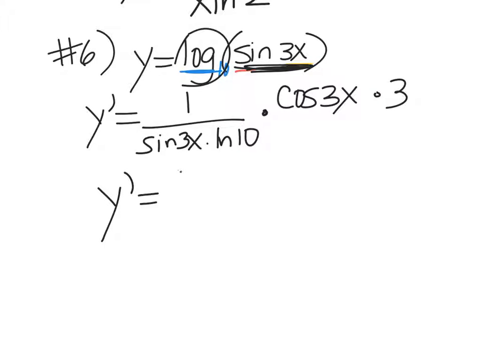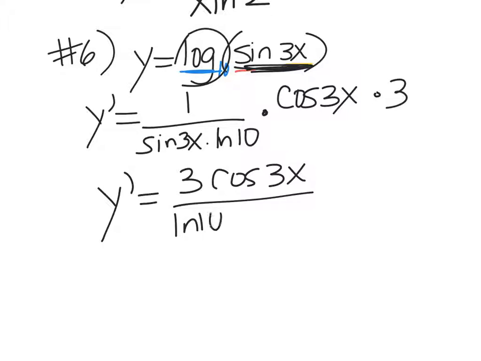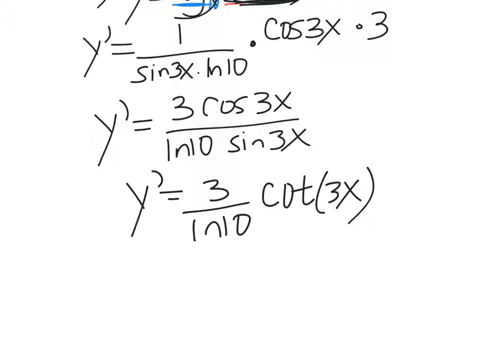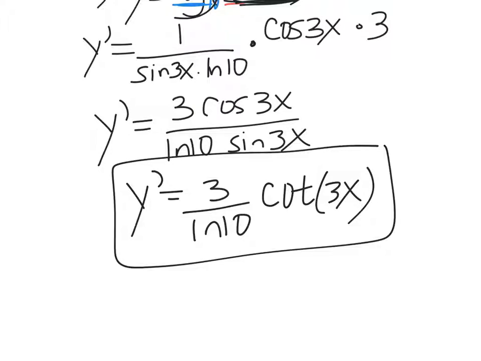So I've got a cosine of 3x, and I've got a natural log of 10 times sine of 3x. You can leave it like that, that's fine. If it's a multiple choice and they don't give you that answer, then it gets a little tricky. They might say 3 over the natural log of 10 times cotangent of 3x. Cosine of 3x over sine of 3x. Oh, yeah. Cosine over sine is cotangent. I know. That's why it's so important to know those.